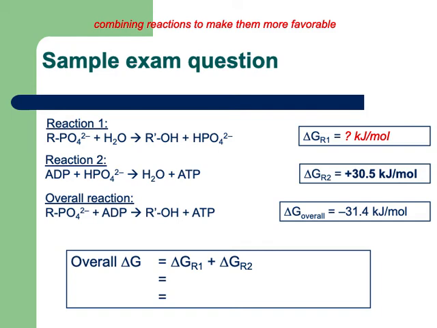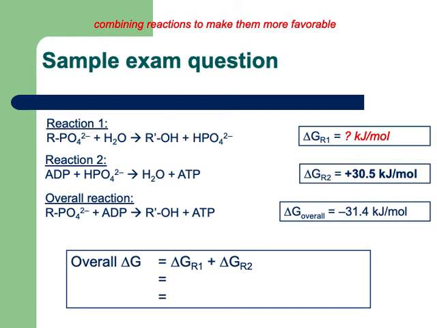Reaction 2 is ADP. We're adding an inorganic phosphate to it. We're actually forming ATP and we're removing water. Okay, so it is a condensation reaction where we're removing water. We're going from two molecules to one larger molecule, which is ATP, with the removal of water.